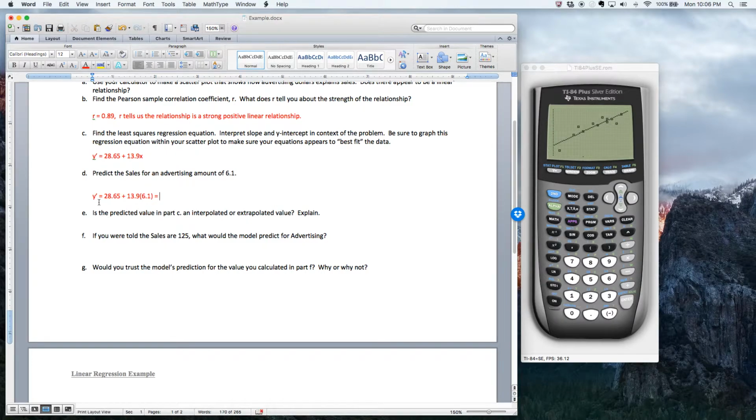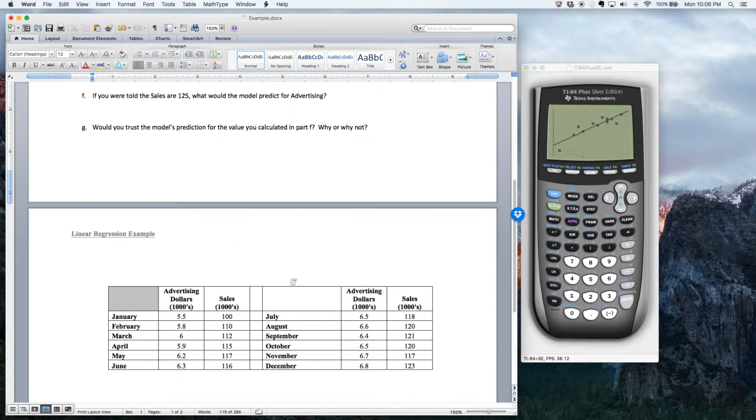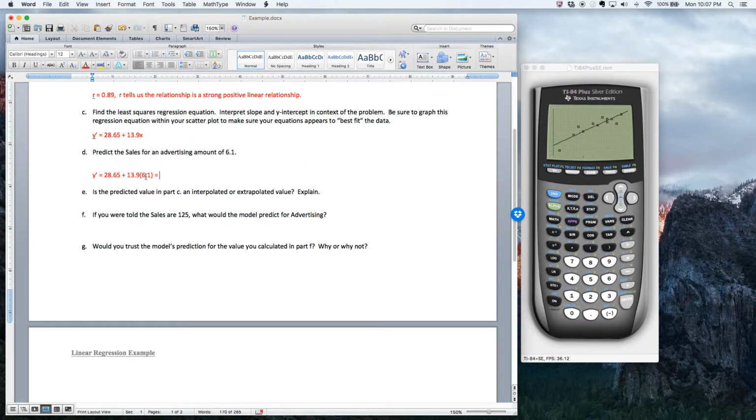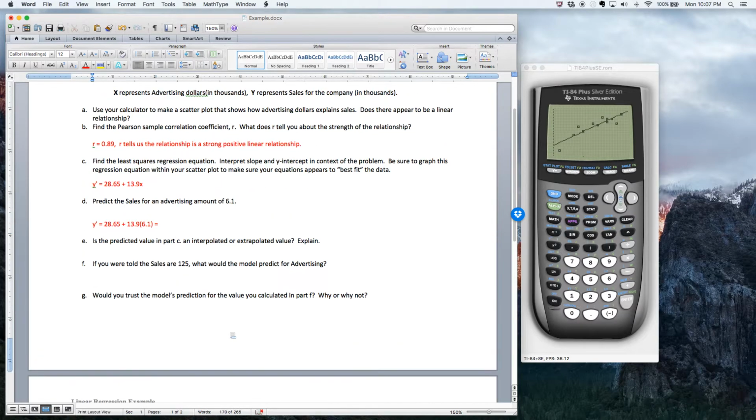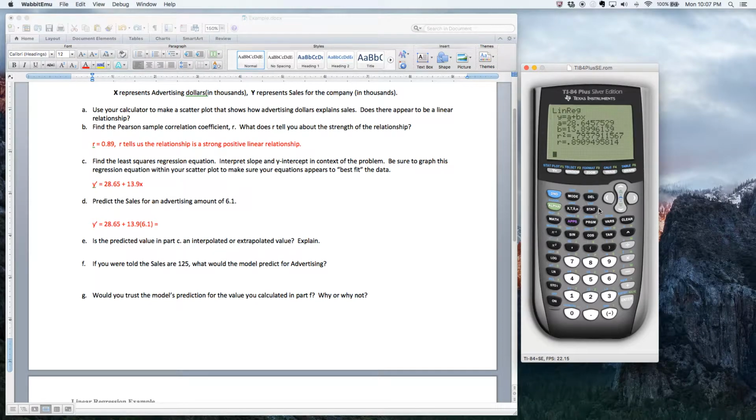So in other words, y prime, which is called the predicted value for y. Now don't forget what y means. Y means sales, x was advertising. So if the advertising is 6.1 and it's in thousands, what's the expected sales going to be? Well, I'm expecting sales to be 28.65 plus 13.9 times 6.1. We don't do that in our head, obviously. So let's go to our calculator and let's clear all this mess out and crunch that thing.